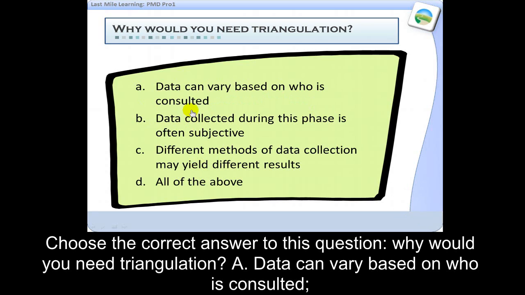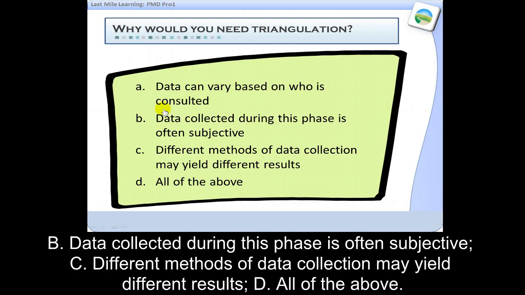Choose the correct answer to this question. Why would you need triangulation? A, data can vary based on who is consulted. B, data collected during this phase is often subjective. C, different methods of data collection may yield different results. Or D, all of the above.